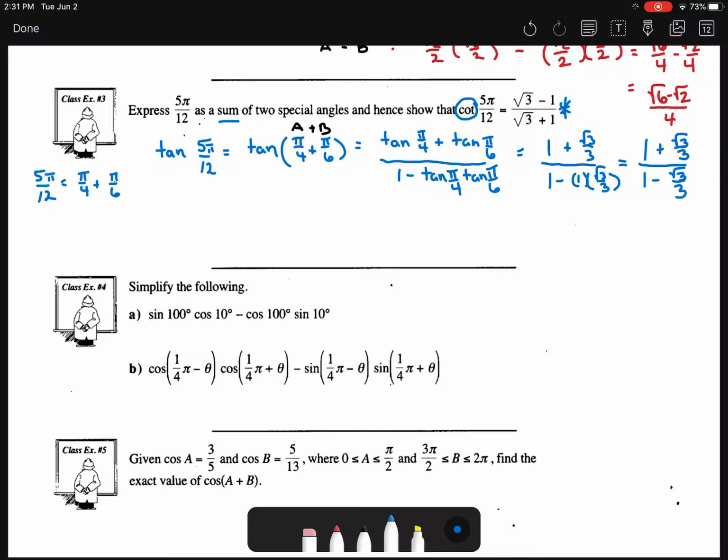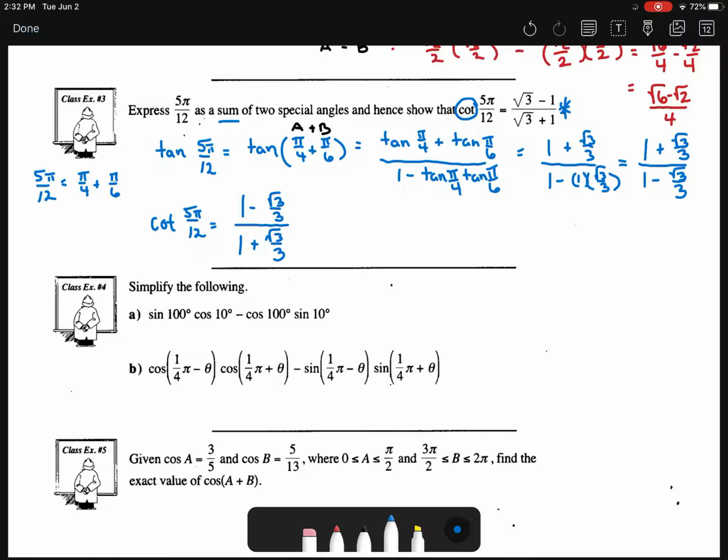You need to remember we want the cotangent of that. So what I want to do is go 1 over that expression. If I go 1 over that expression, the numerator and denominator are going to end up switching. So the cotangent of 5 pi over 12 is 1 over the expression I just had, which means I end up with 1 minus root 3 over 3 in the numerator, and in the denominator I now have 1 plus root 3 over 3.